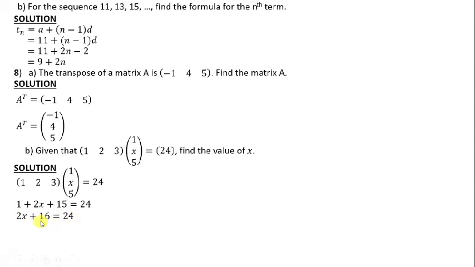We'll transpose this 16 from the left to the right to become a negative. So we are saying 2x is equals to 24 minus 16. If you subtract 24 minus 16, you get 8. To find the value of x, we have to divide both sides by the coefficient 2. Our x will be equals to 4. We continue.